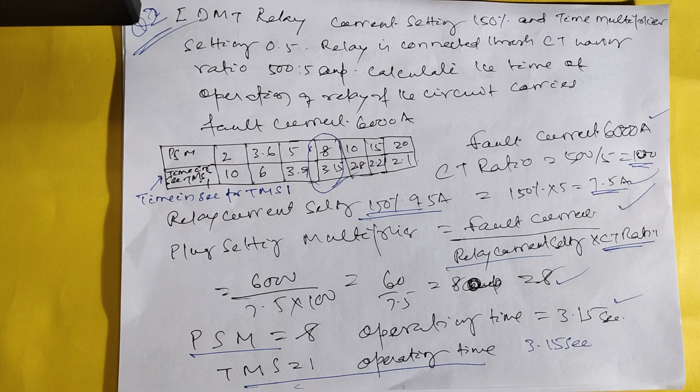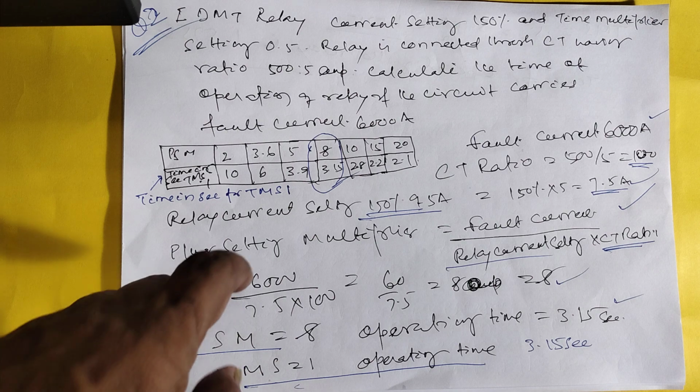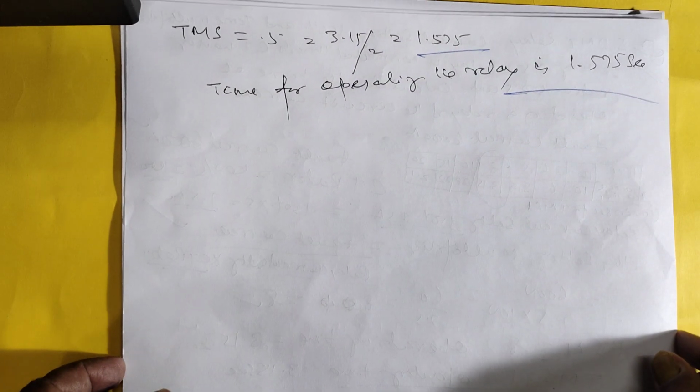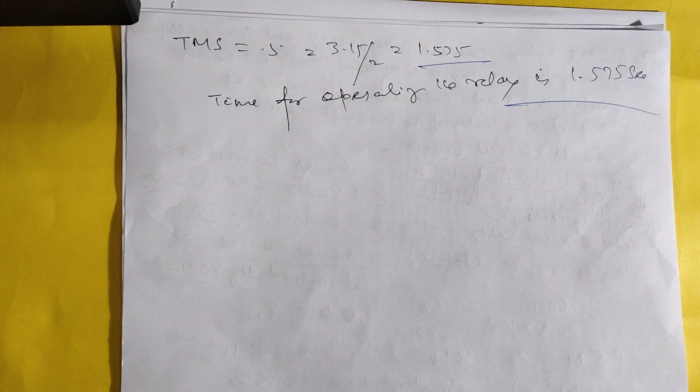The plug setting multiplier is the fault current divided by the relay current setting times the CT ratio. So it comes to 8, and for a plug setting multiplier of 8, the operating time is 3.15 seconds. This is for TMS of 1. Here they have given TMS 0.5, so the operating time is divided by 2, that is 1.575. The time of operation of the relay is 1.575 seconds.